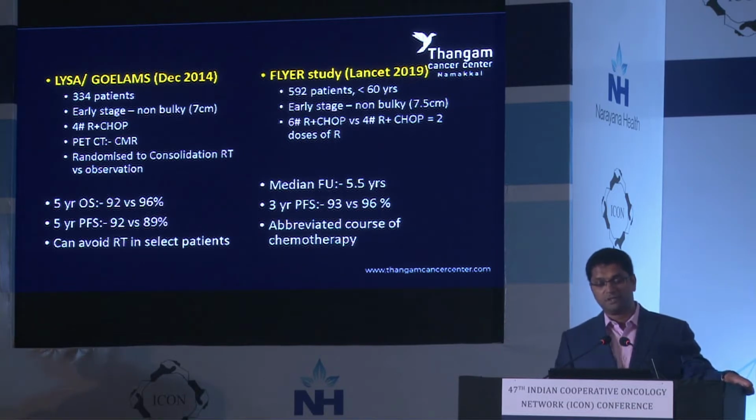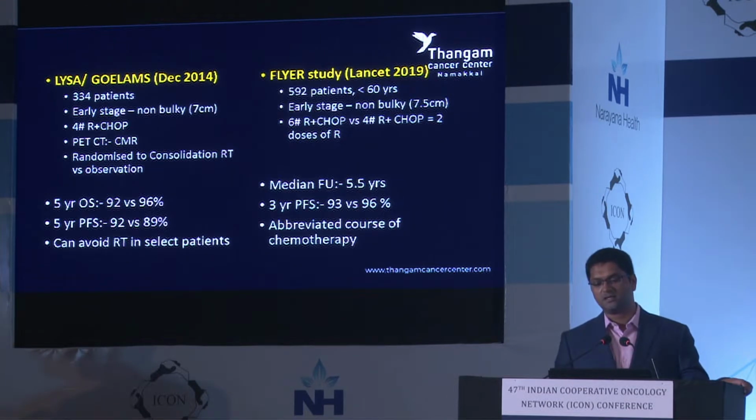334 patients, early stage, non-bulky, with 7 centimeters as the cutoff. 4 cycles of R-CHOP, then a PET-CT was done. If they were in CMR, they were randomized to receive consolidation RT or observation. 5-year OS and 5-year PFS were equal in both groups. So we can try to avoid RT in select patients.